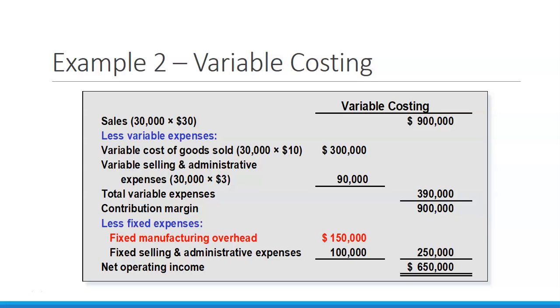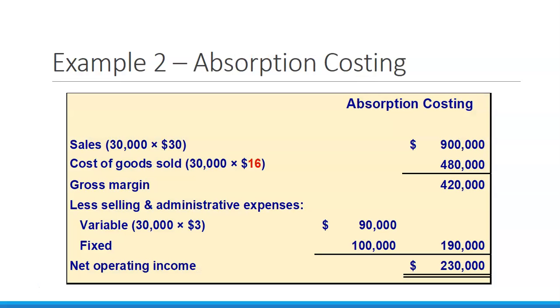So under variable costing, selling 30,000 units, our net operating income is $650,000. Under absorption costing, our net operating income is $230,000. Well, why does it drop when we sell more than we produce?